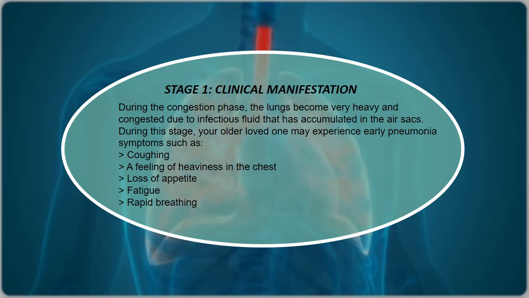For stage 1 clinical manifestation, during the congestion phase, the lungs become very heavy and congested due to infectious fluid that has accumulated in the air sac. During this stage, your older loved one may experience early pneumonia symptoms such as coughing, a feeling of heaviness in the chest, loss of appetite, fatigue, and rapid breathing.